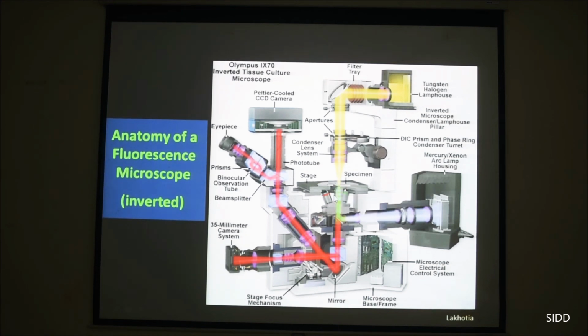The same thing can be done in an inverted microscope, where the objectives are under the stage. You can have brightfield illumination, you can have fluorescence illumination, and the same thing applies. These are typically useful for large objects, for cultured cells and so on. That's where one uses an inverted microscope.